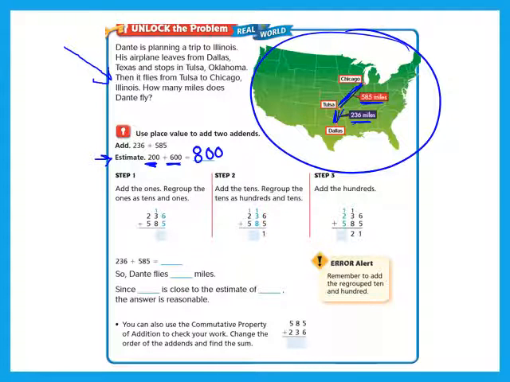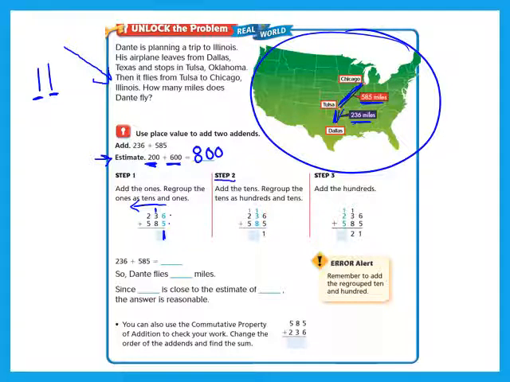So first, I'm going to start in my ones column. We're going to be adding from right to left, the opposite of how you would read a book. We're going from right to left. So, step 1 is to add the ones and regroup the ones as tens and ones. So here I have 6 and 5. When I add 6 plus 5, that equals 11. I need to regroup 11 as how many tens and ones I would have. In the number 11, I have 1 ten and 1 one. So I write a 1 here in the ones column, and I carry a 1 over into the tens column.